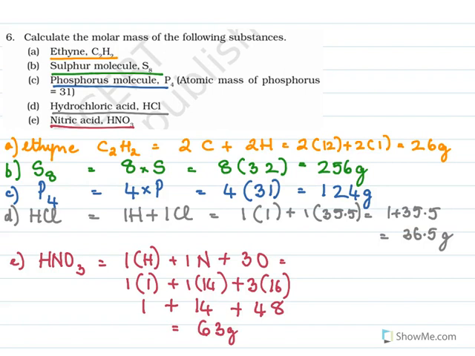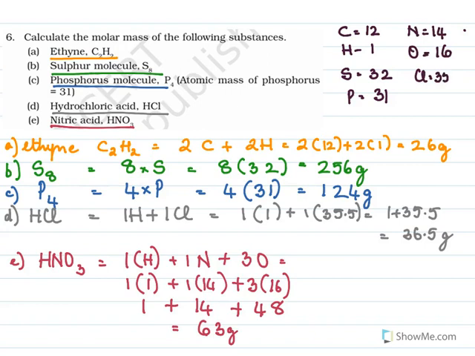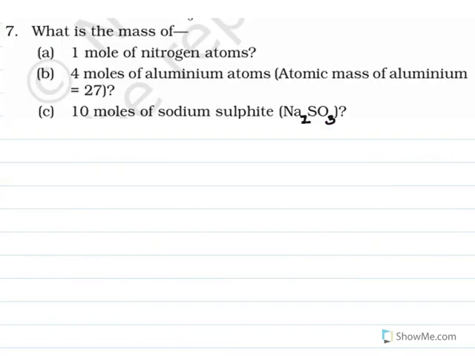All these values will be given to you, like carbon is 12, hydrogen is 1, sulfur 32, phosphorus 31, nitrogen 14, oxygen 16, chlorine 35.5. So these values will be given to you. All you need to do is substitute them.